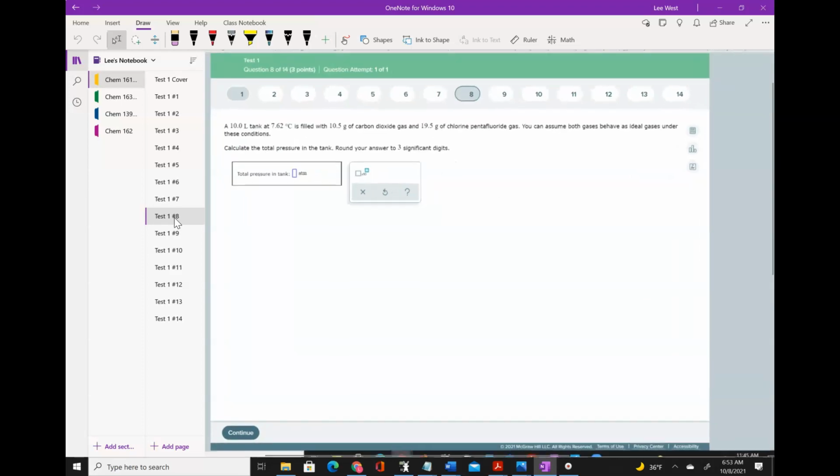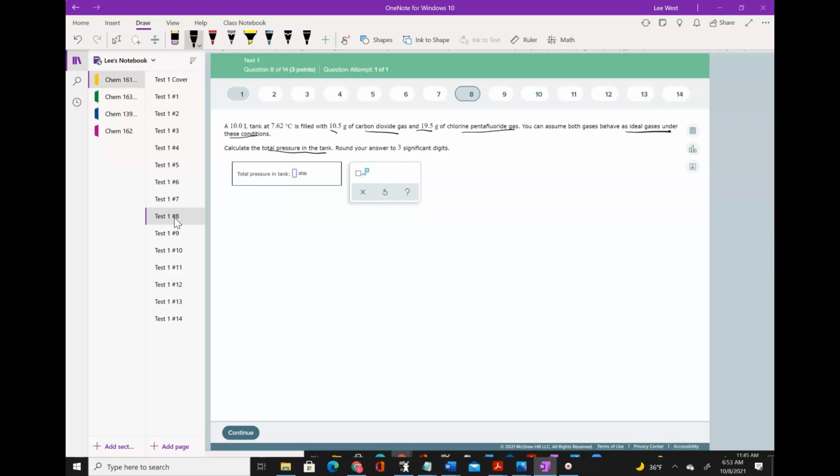These questions may or may not have a familiar tone to them. So this question says a 10-litre tank at 7.62 degrees Celsius is filled with 10.5 grams of carbon dioxide gas and 19.5 grams of chlorine pentafluoride gas. You can assume both gases behave as ideal gases under these conditions. Calculate the total pressure in the tank.